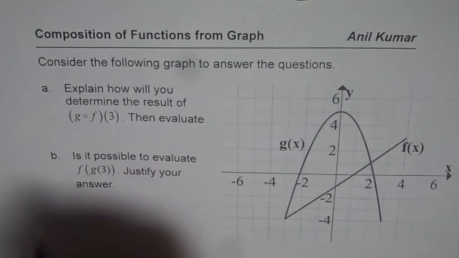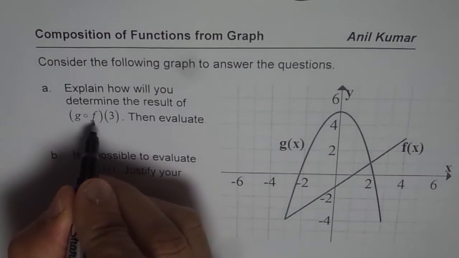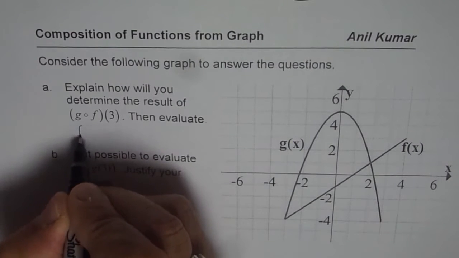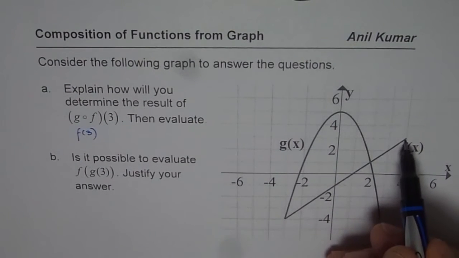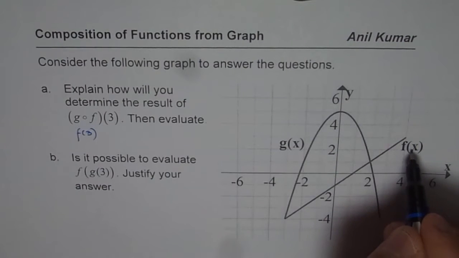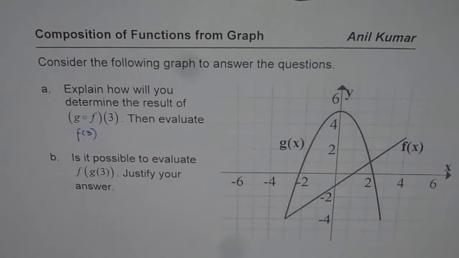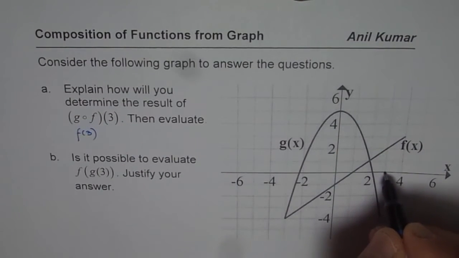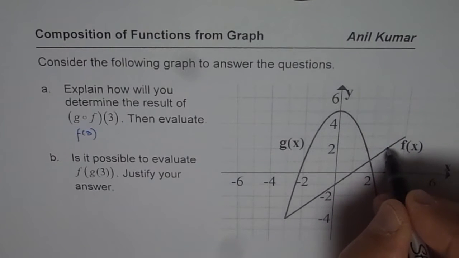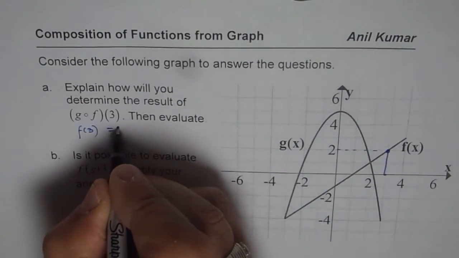So g of f of 3 means what? That means we'll first find what f of 3 is. Now f of 3 means the value of function f. This straight line represents the function f of x. The parabola opening downwards is the function g of x. f of 3 means at x value 3, what is the value of the function? It is this value, so f of 3 is 2. So we get f of 3 equals 2.